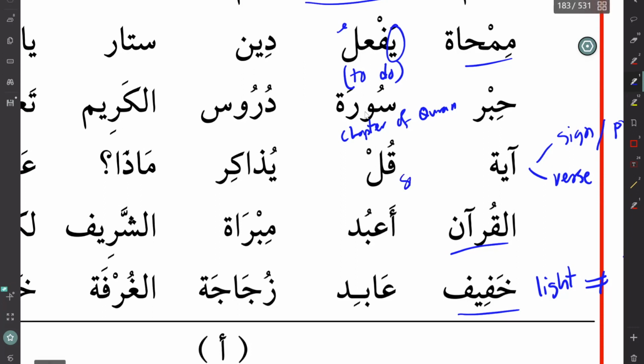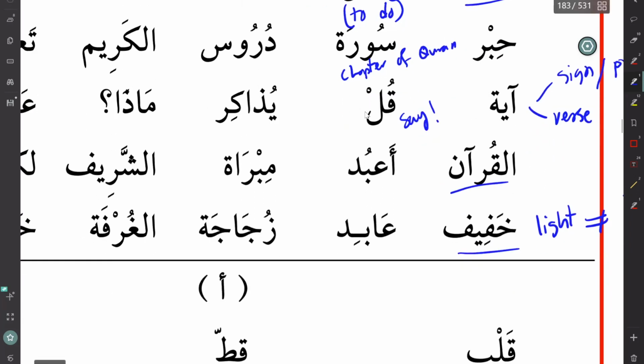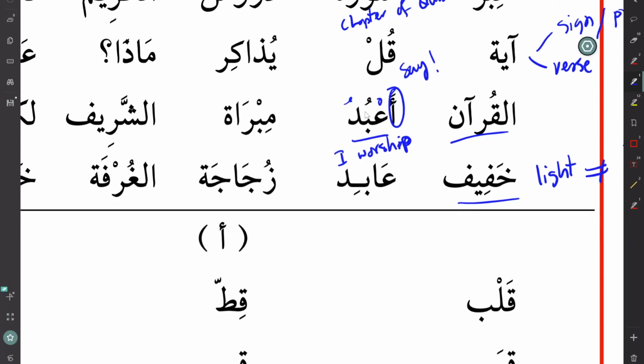Qul means say. It's a command verb, say. Then we have a'budu. A'budu means I worship. Remember, we talked about when it starts with Hamza, it is also a present tense verb. When it starts with Hamza, it means I do something. So you say I worship, as a present tense. You understand? So how would you say he worships? You say ya'budu. He worships. You understand?